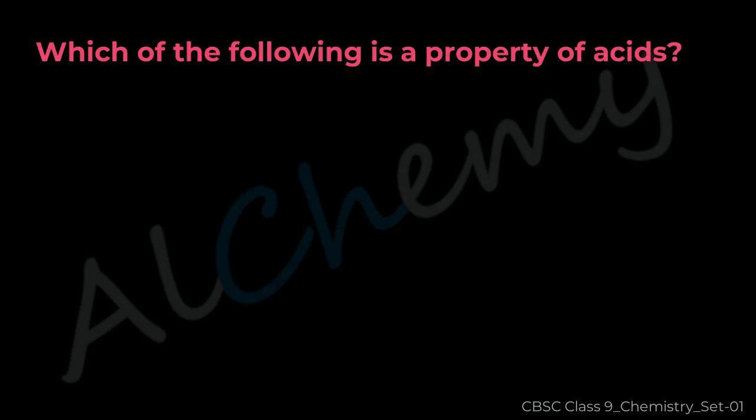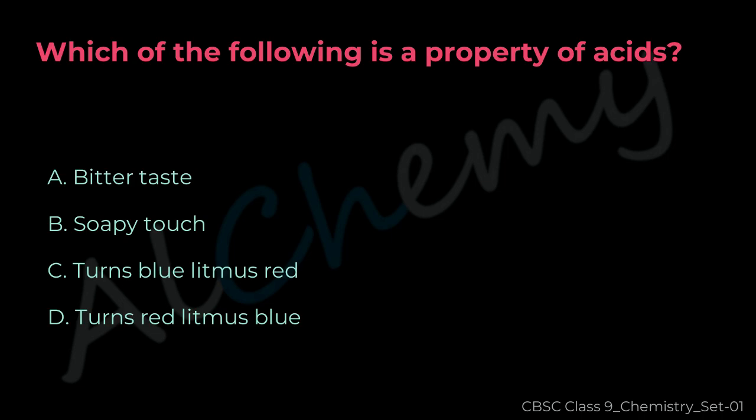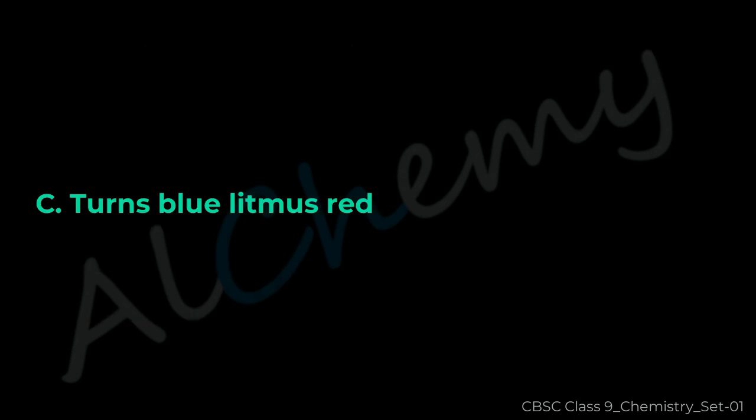Question 49. Which of the following is a property of acids? A. Bitter taste. B. Soapy touch. C. Turns blue litmus red. D. Turns red litmus blue. The correct answer is C.